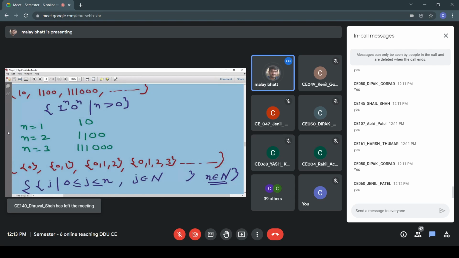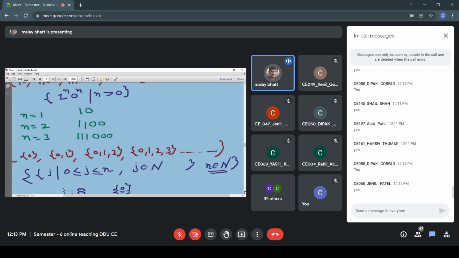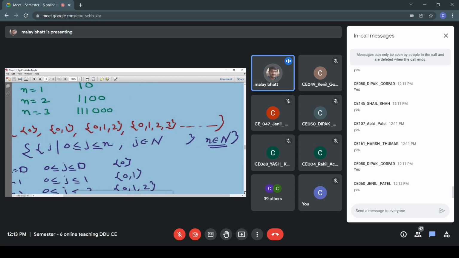Similarly, when we take n equal to 2, the range is 0 less than or equal to j less than or equal to 2, so the range will be 0, 1, 2. We have three elements in the set. For the last one, when we take n equal to 3, the range for the inner set will be 0 less than or equal to j less than or equal to 3, so 0, 1, 2, 3. That is how we are getting the elements of the inner set.